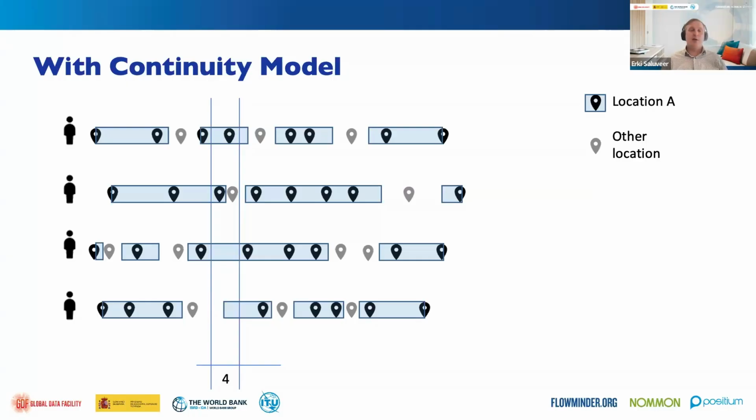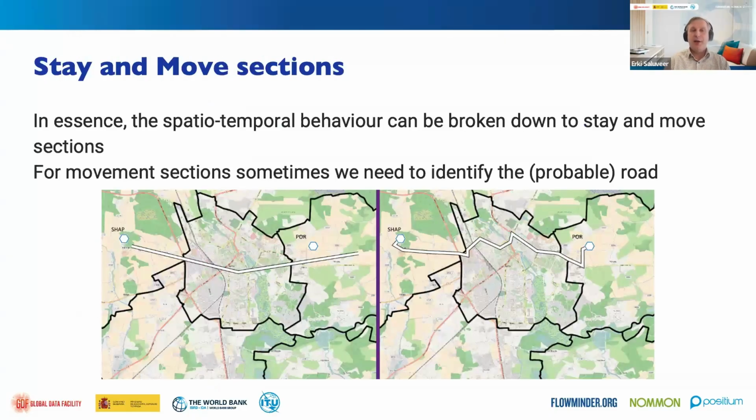This is especially important when we talk about call detail records, so that these kinds of methods are applied, or when they are not applied, you would at least know that that kind of underrepresentation is happening in your data. So another thing that happens when you apply this continuity model is that then you can divide your data into stay and move sections.